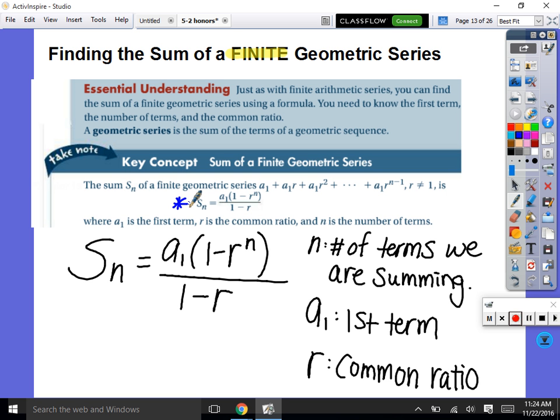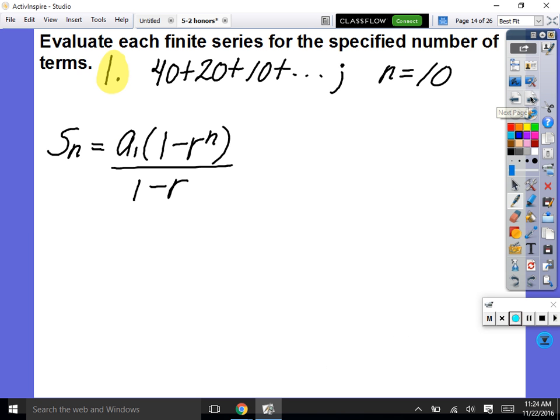So the sum, you need to know the number of terms, is a sub 1 times 1 minus r raised to the n, divided by 1 minus r. So this is the formula. You need to know the number of terms we're summing up. A sub 1 is the first term and r is the common ratio. So let's go to our first example.